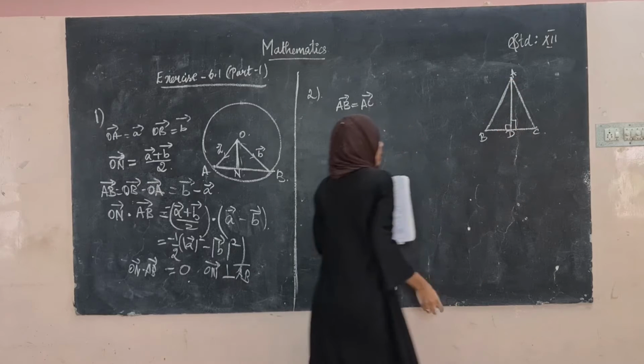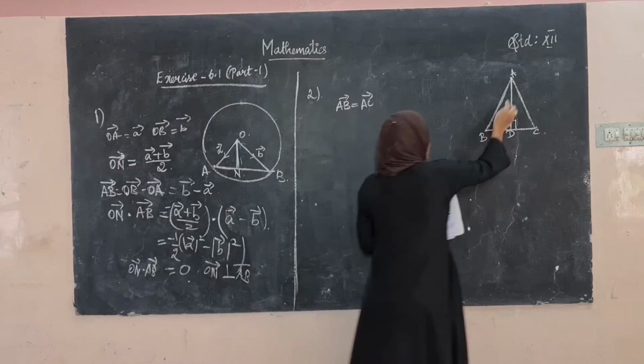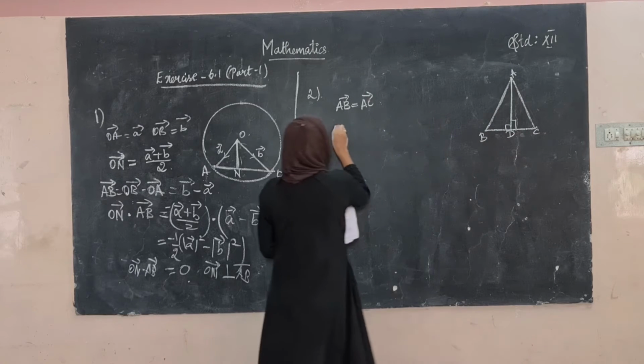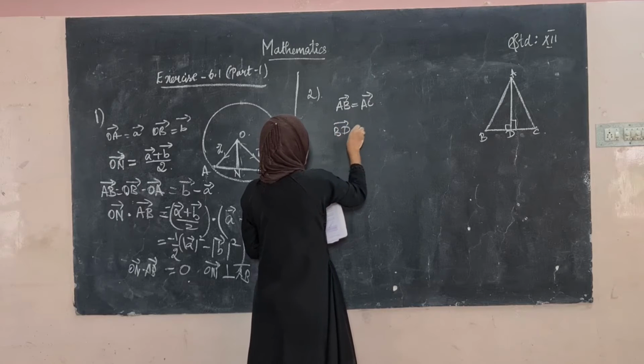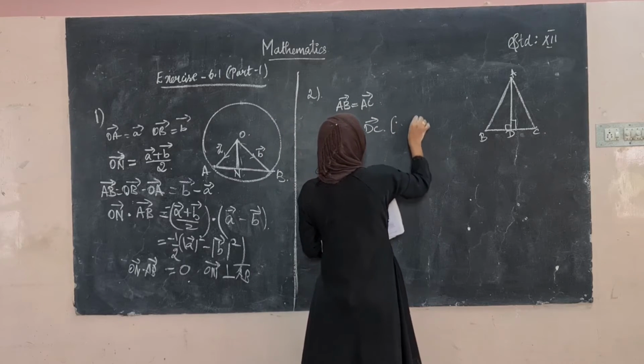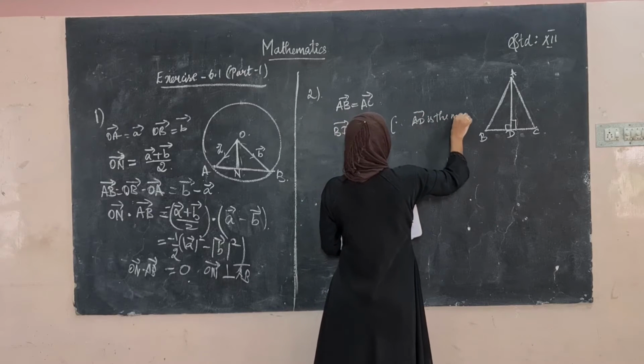AD is the median, right? So AD is the median. AD is the median means this line divides the opposite side into two equal parts. That is, BD vector is equal to DC vector. You have to write the reason: since AD vector is the median. You have to write the reason for each and every step.